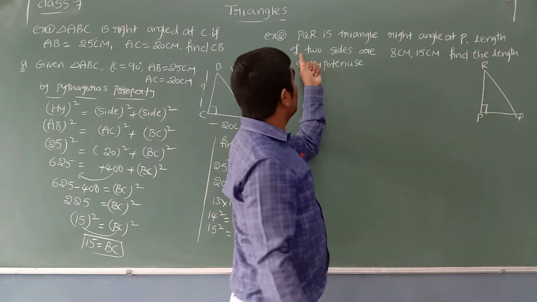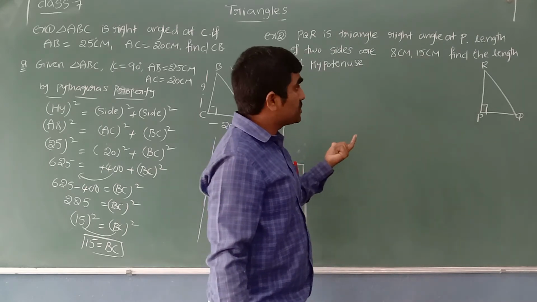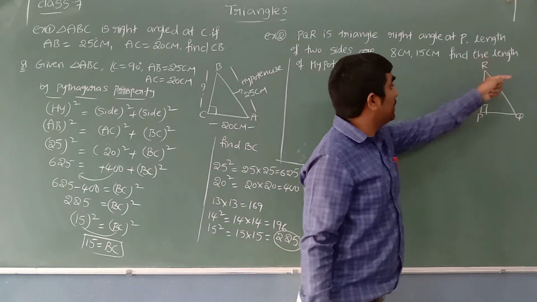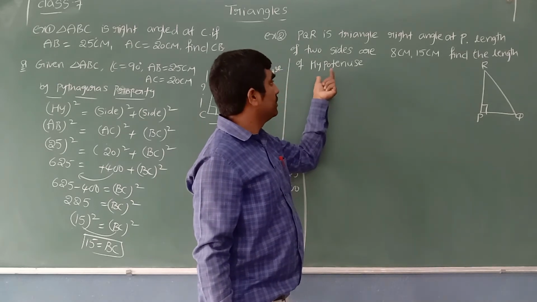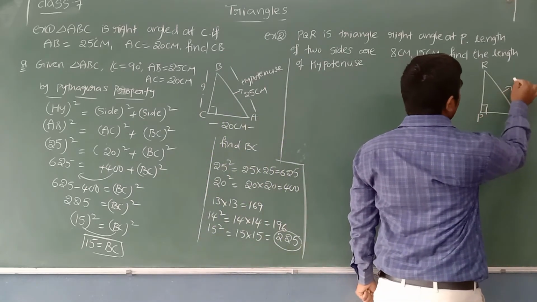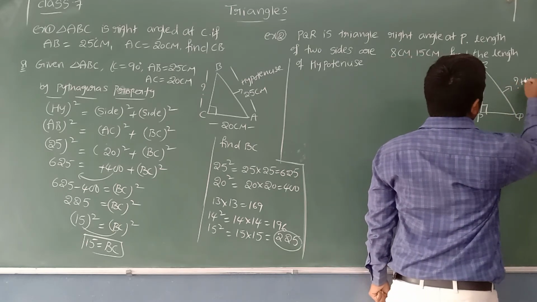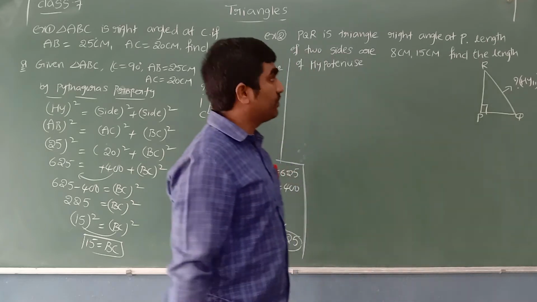The lengths of two sides are 8 cm and 15 cm. Find the length of the hypotenuse. Sir, what is the hypotenuse? The side which is opposite to the right angle is called the hypotenuse. They are asking to find the length of this hypotenuse.